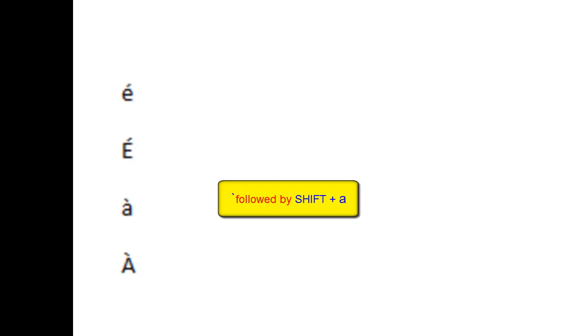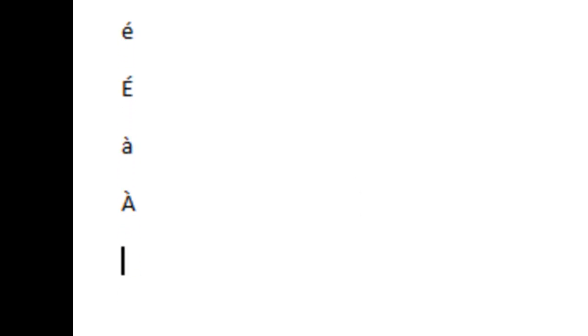Now for a cedilla, on a C, for a soft C, you want to go back to the right and hit the single quote underneath the double quote, the apostrophe key. Hit that, followed by a C.